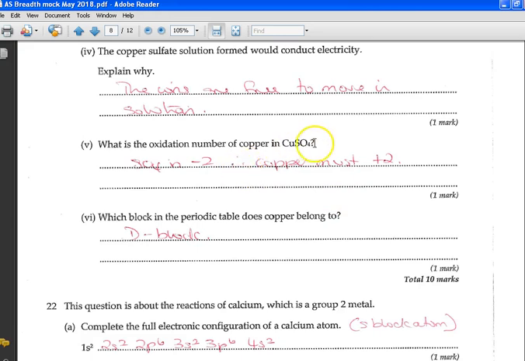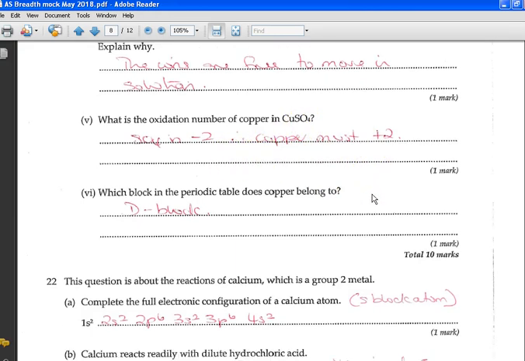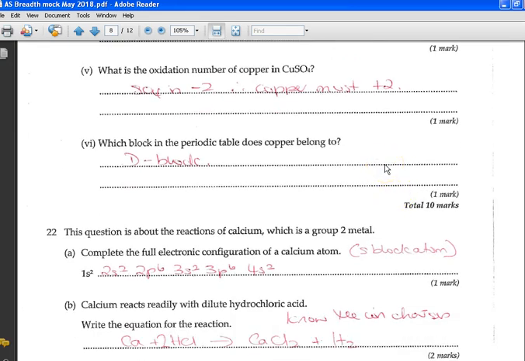Oxidation number of copper in CuSO4. So, of course, learning your charges on your ions, very important. If you know that SO4 is -2, then you know that copper must be +2. Yeah, obviously you can go through the process of working it out. It's not that easy actually to work it out because you don't know the oxidation state of sulfur either. We know that oxygen is always -2, so you need to know that SO4, the ion SO4, has a -2 charge, and therefore your copper must have a +2 oxidation state.